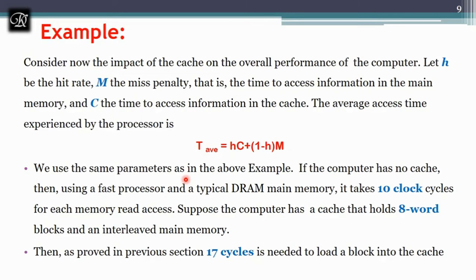If the computer has no cache, then using a fast processor and a typical DRAM main memory, it takes 10 clock cycles for each memory read access. Suppose the computer has a cache that holds an 8 word block in the interleaved memory. It can hold 8 words, as we have seen before. Then, as we have seen, 17 clock cycles will be used.